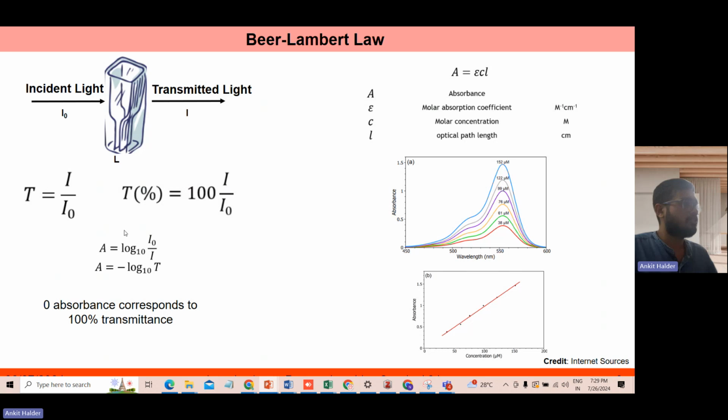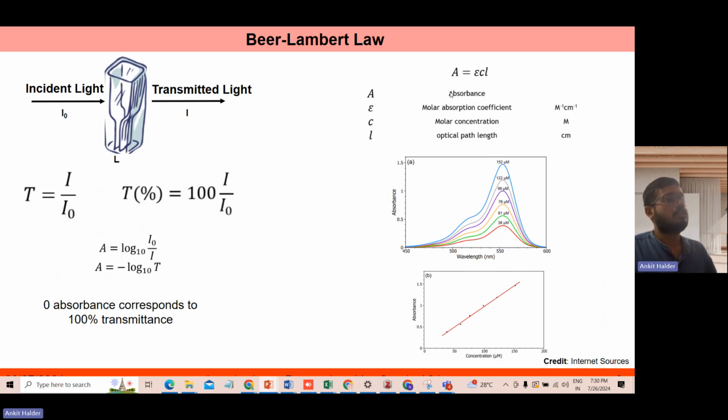Now absorbance is the negative logarithm of transmittance. So what is absorbance? Absorbance is nothing but the negative logarithm of the transmittance, or log 10 of I naught by I. So zero absorbance corresponds to 100% transmittance, and vice versa, 100% absorbance means there will be no transmittance. It will be fully absorbed, right? So as you mentioned, A equals epsilon C l.